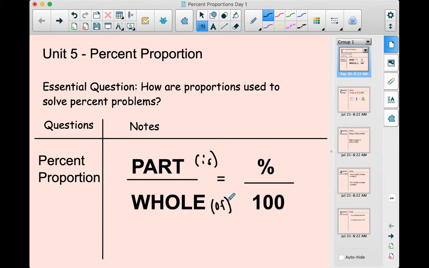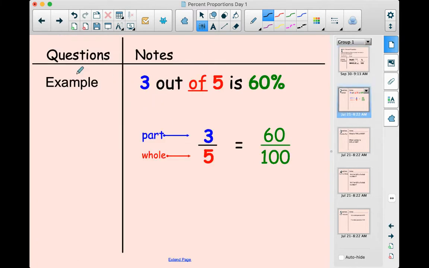These are kind of clues. A lot of times you'll see the word is associated with the part and of associated with the whole. Because remember, the part is some percent of another number. The whole is a number we're finding a percent of. So looking back at this example, 3 is 60% of 5. So I'll be looking for the is and the of. Is will usually mean part, of will mean whole.